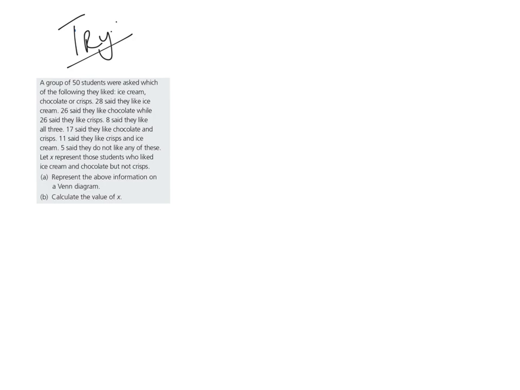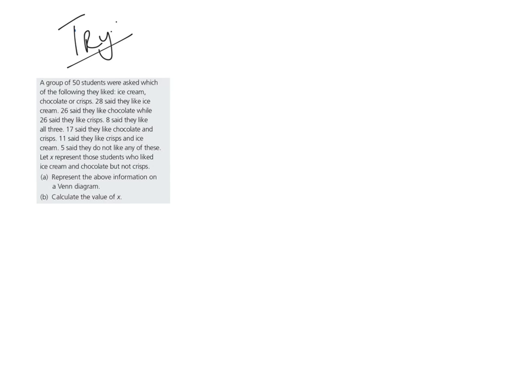You can read through it yourself, but the one thing I want to draw your attention to is the last sentence where it says, let X represent those students who liked ice cream and chocolate but not crisps. So X will not go in the same place it did in the last example, but you're going to complete this question the same way. So please pause the video, have a go at filling out your Venn diagram, and then collating all the information to add up to 50 and see what happens.